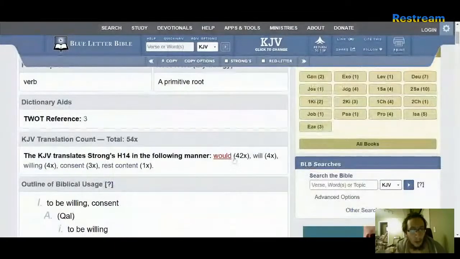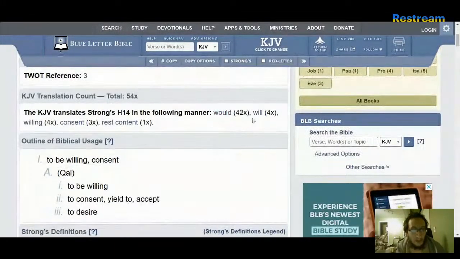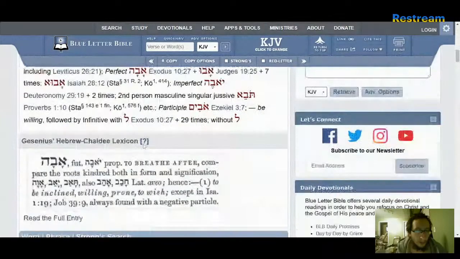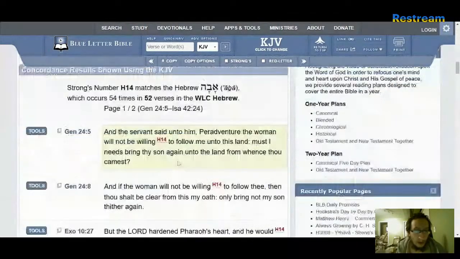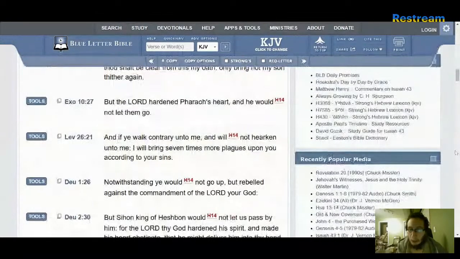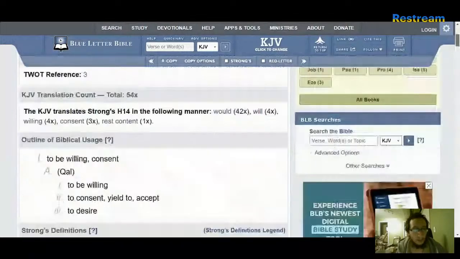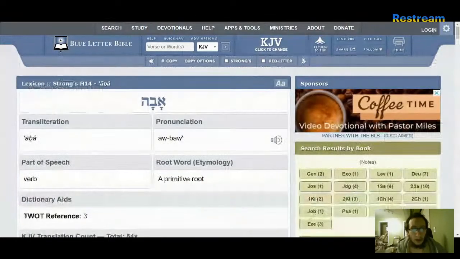So this word can be will or consent. It's a pretty basic core meaning. So it has the same basic information. Abitu, Assyrian or Akkadian, the Ethiopian. So it really should all be translated essentially the same way, will or would. Okay. Let's see if we can find that in the Wiktionary page.